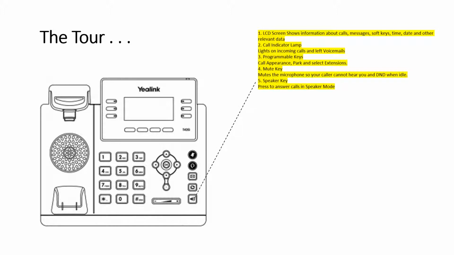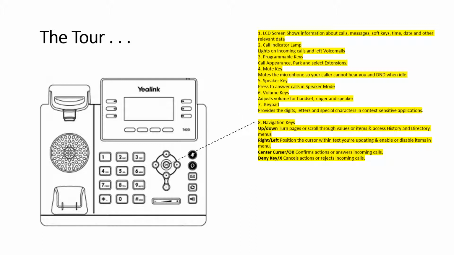Speaker key down below is pretty self-explanatory. That's how you activate the hands-free function of your phone. Volume key next to that not only controls the volume of the speaker, but it also controls the volume of your handset and your ringer. All of these things can be individually tailored. By lifting the handset, you will then be able to control the volume there, and then when you hang up, you can control the loudness of your ringer.